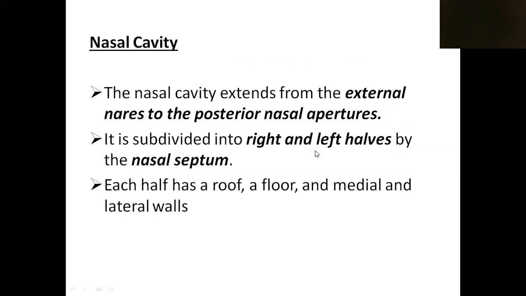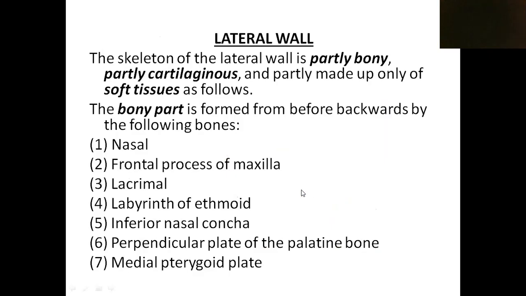So the introduction points are clear. It extends from the anterior nasal aperture to the posterior nasal aperture. Then it is divided into right and left halves by the nasal septum. Each half has a roof, floor, medial wall, and lateral wall. Today we are going to see the lateral wall and the medial wall in detail. So first we'll see the lateral wall.